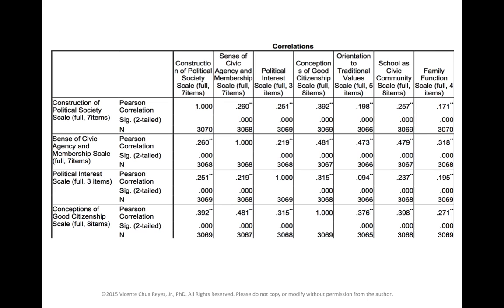So construction of political society correlated to construction of political society is 1. Sense of civic agency correlated to sense of civic agency is also 1. So if you trace the diagonal, you see 1, 1, 1 all throughout. This is an excerpt from a huge correlation table. This is an example of a correlation table, a table of correlations.